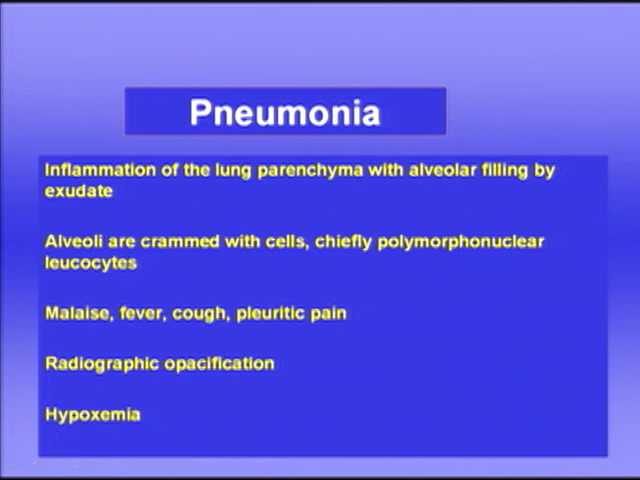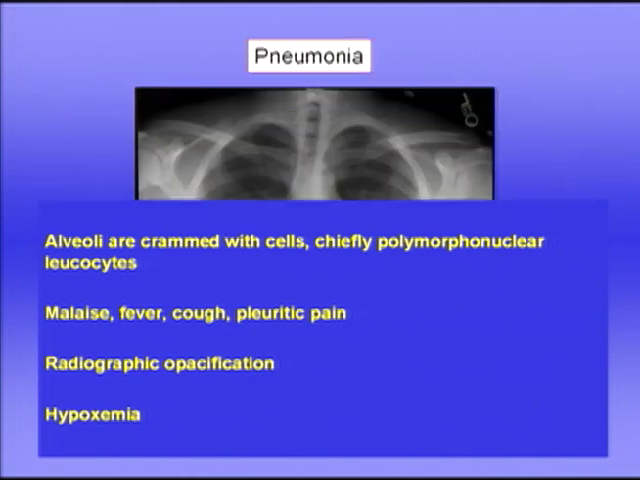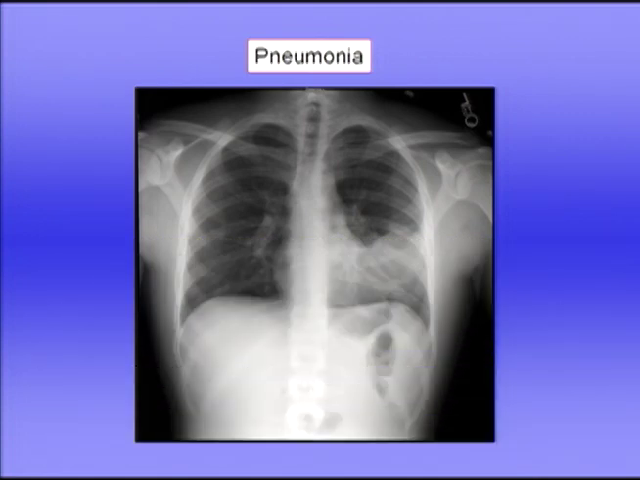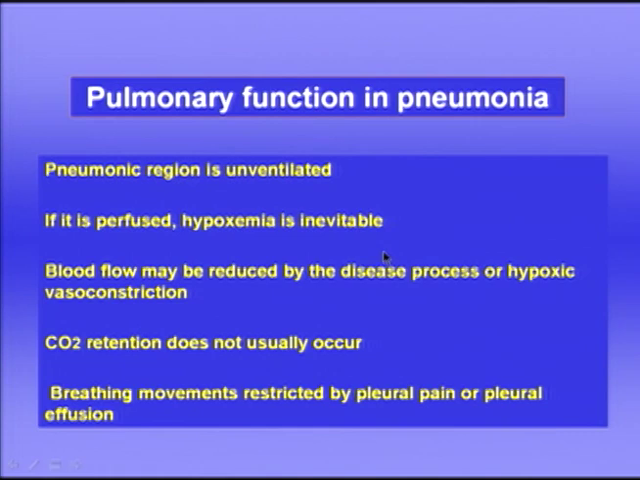And the radiograph is usually diagnostic. Pulmonary function tests are not important here. But the radiograph is diagnostic. The patient often will have hypoxemia, and here's a nice radiograph showing pneumonia in the mid-zone base of the left lung here. Now, pulmonary function in pneumonia won't delay us for long. The pneumonic region is usually unventilated because the alveoli are crammed full of exudate and cells. If it's perfused, of course, you get hypoxemia. That's an example of shunt, the extreme of the ventilation-perfusion ratio spectrum, if you like.